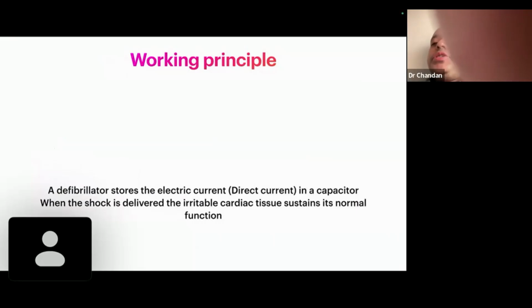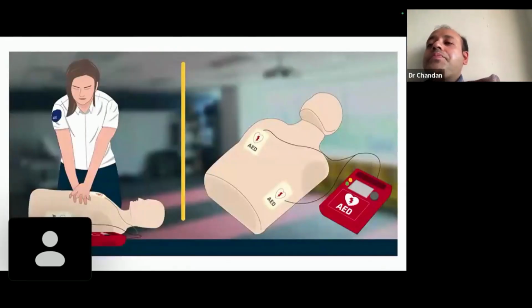The defibrillator actually stores the electric current and it gives the output as a direct current. It stores the current in a capacitor, and when you press the buttons, the shock is delivered so that the irritable cardiac tissue sustains its normal cardiac function. That's the basic working principle of a defibrillator.